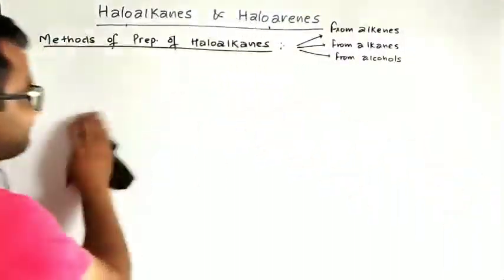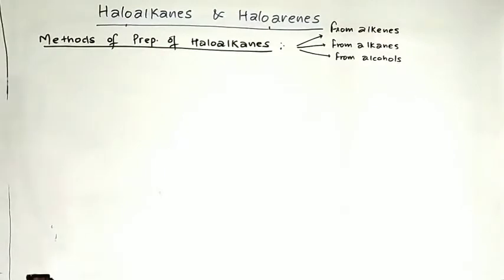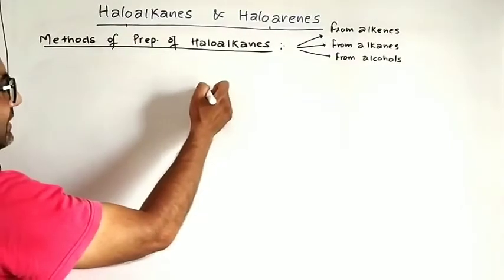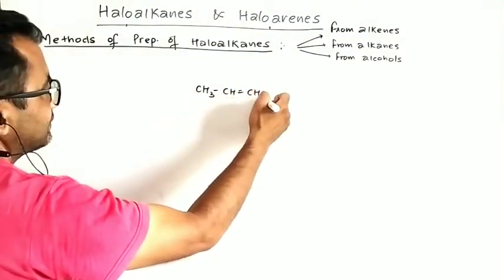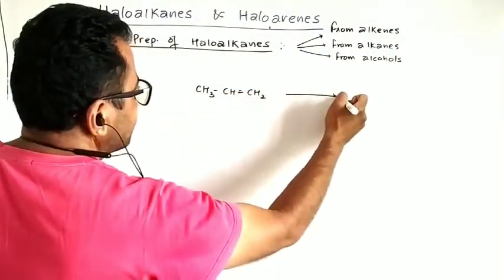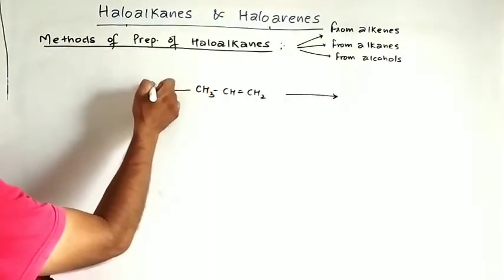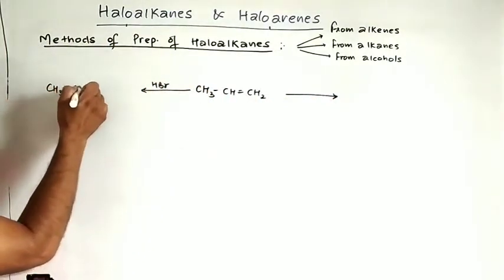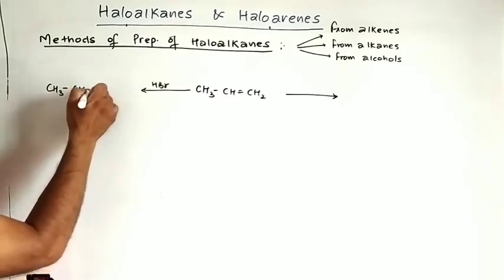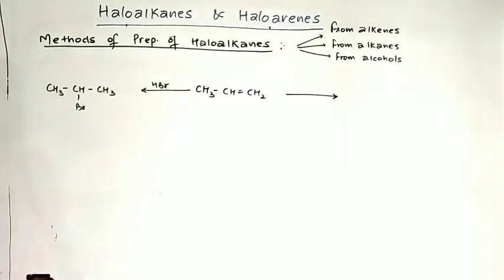Next thing is, when you add, now suppose we have CH3, CH double bond CH2, and you added HBr. This formed CH3, and the major product is your isopropyl bromide.